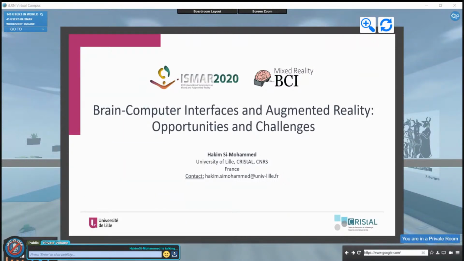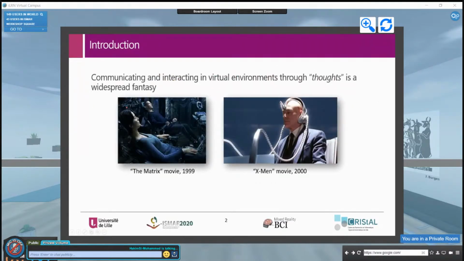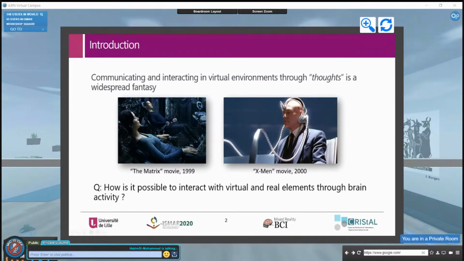To start with, what actually motivated us to work on BCI, at least when I decided to switch my thesis towards this subject, is that the idea of communicating and interacting with virtual environments through thoughts is a very widespread fantasy. Whether it is in movies like The Matrix or X-Men that we all know about, this is something very recurring in popular culture.